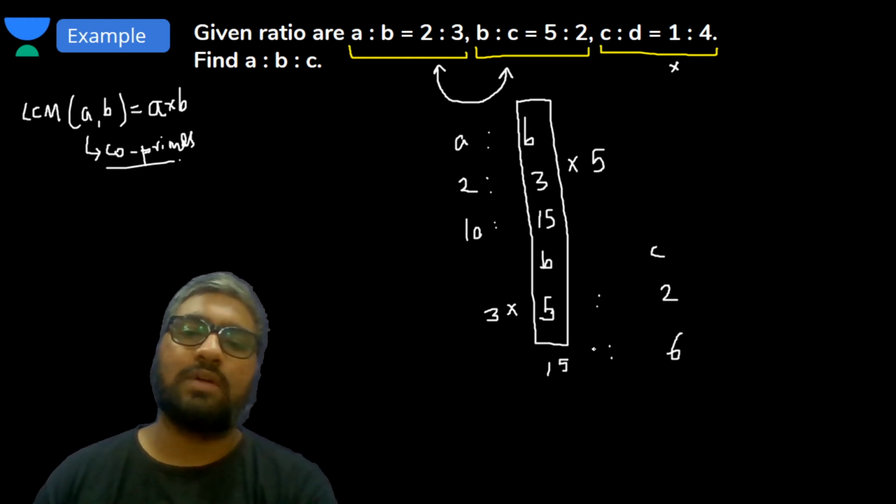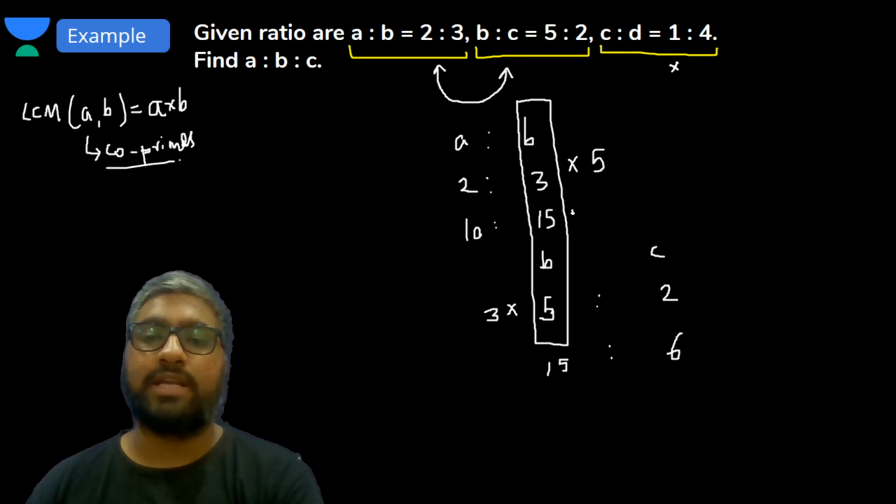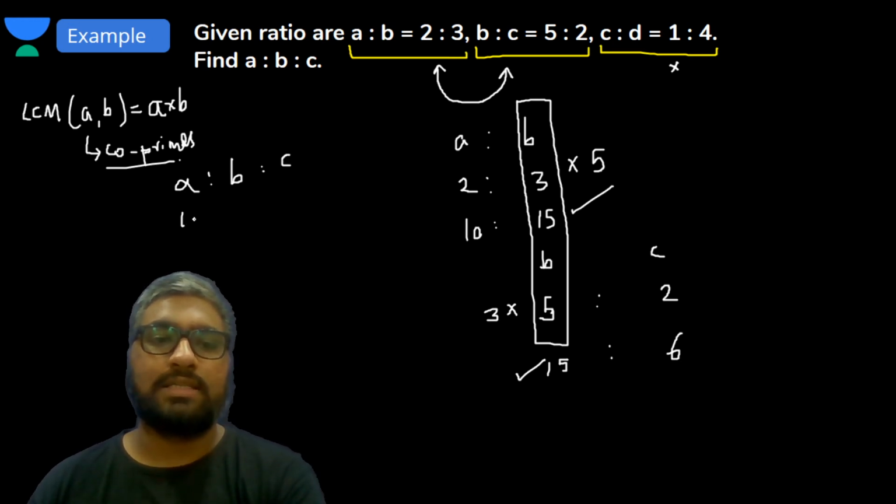So what do I have to do? I have to combine these three. Now I've made sure that the common term has the same value. So quickly combine. A to B to C would be 10 is to 15 is to 6. Clear?